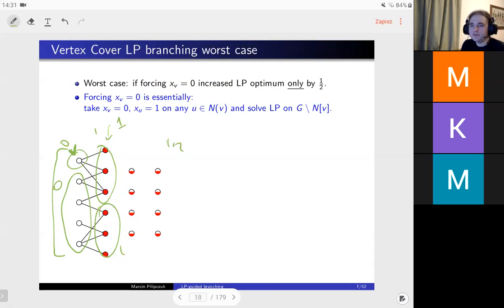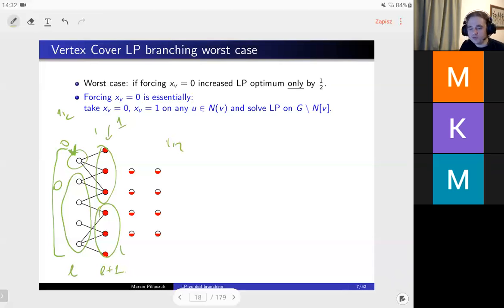So originally everybody got halves, and now we are forcing this guy to be 0, and what happens is that the LP solution went up by only a half. What does it mean? Originally it was all halves. Now we have this picture of zeros, ones, and halves, but the total value went up only by half. That means that if there are L guys here, then there are L plus 1 guys here. Yeah, the number of ones is larger by 1 than the number of zeros. This way you get half more cost than you had before.